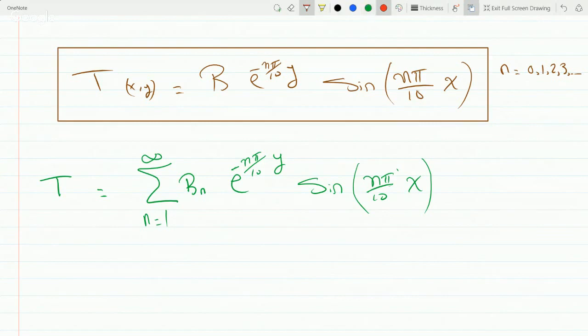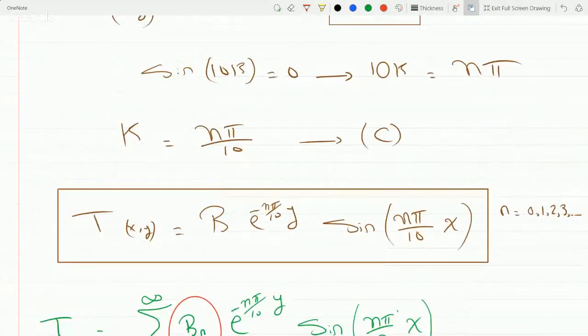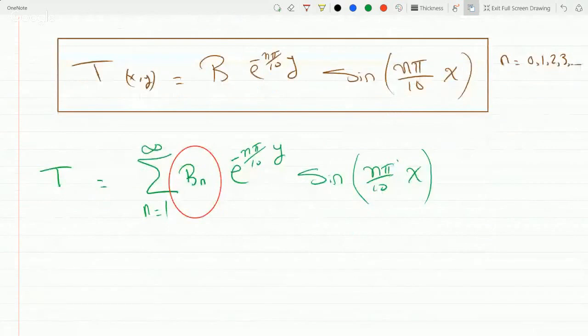Now, of course, the challenge is to find this guy here. And this is no longer one number. This is Bn: B0, B1, B2, B3, etc. Wait, is 0 included here? Let's see. 0 pi. Yeah, included. But if n is 0, this becomes e to the 0, which is 1. So you could include that. That's fine.